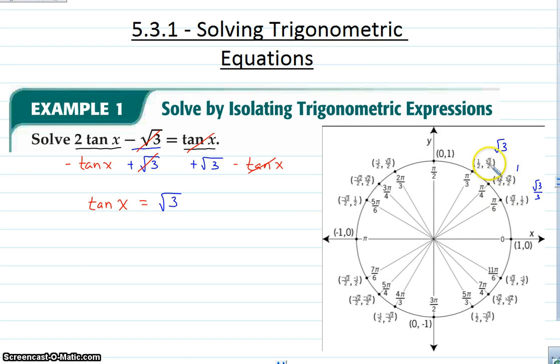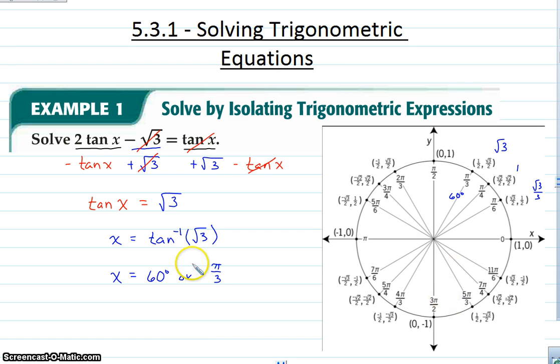And so we can see here that the tangent of pi over 3, or 60 degrees, would be a solution for the tangent. So one way to write this is we would say that x is equal to the inverse tangent of the square root of 3. And the inverse tangent of the square root of 3 is 60 degrees, or pi over 3.